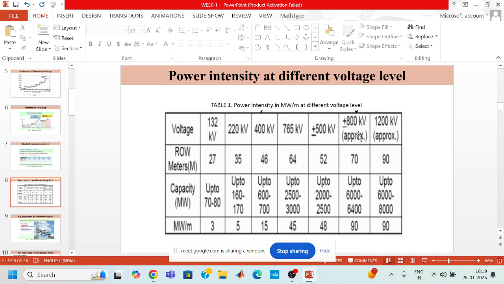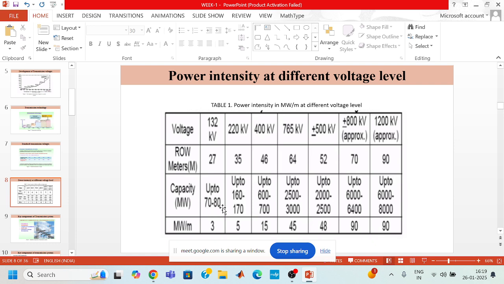Okay, so for a 132 kilovolt system, what should be the right of way? That is the clearance from the tower. What is right of way? Anyone knows? Okay, so this is the distance between the tower midpoint to either side. So the right of way for a 132 kilovolt system is 27 meters, and the capacity which it can transfer seems to be between 70 to 80 megawatt.